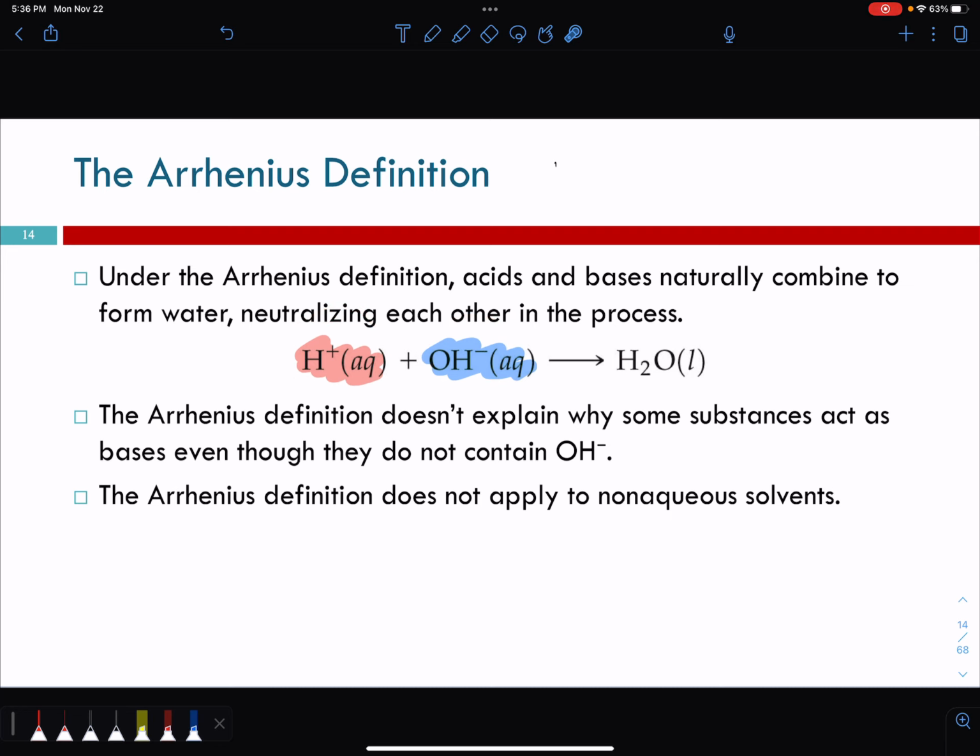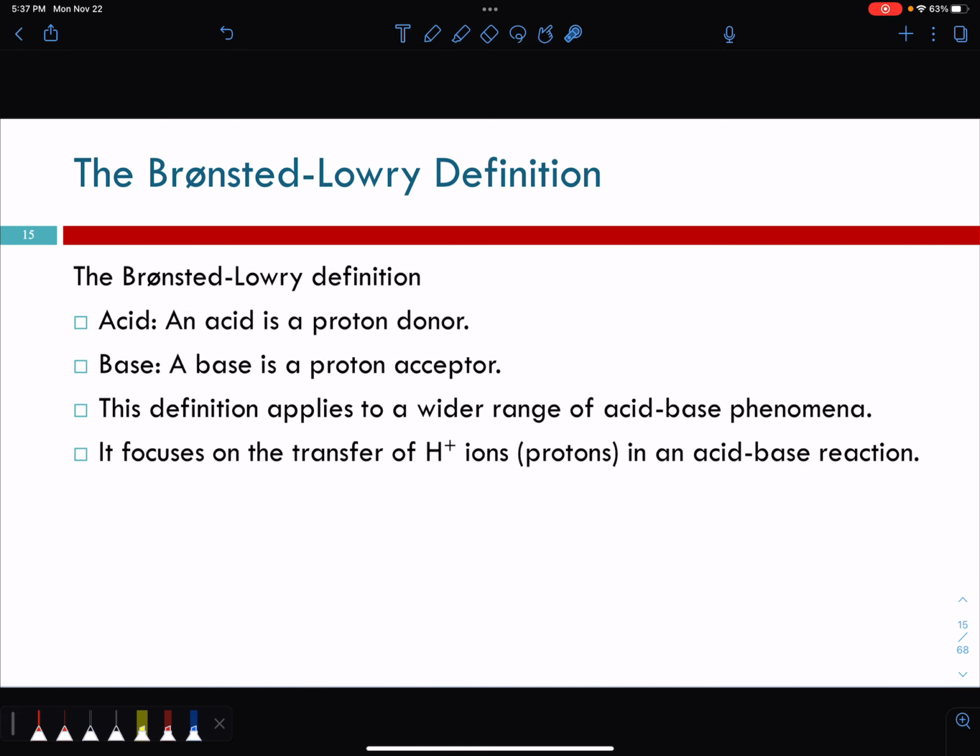The thing that the Arrhenius definition misses, though, is that there are some compounds, some substances, that when you add them to water, they act as bases even though they don't contain OH minus. And the Arrhenius definition can't apply to non-aqueous solvents. So the Bronsted-Lowry definition is the better definition.